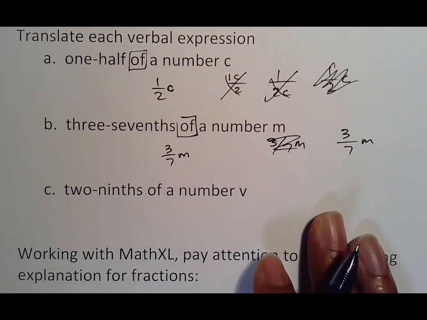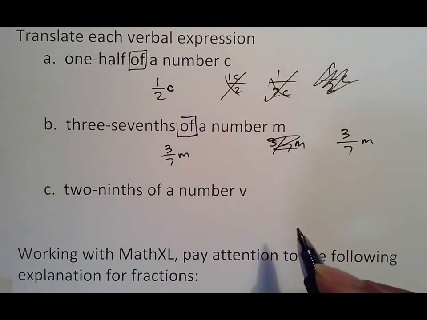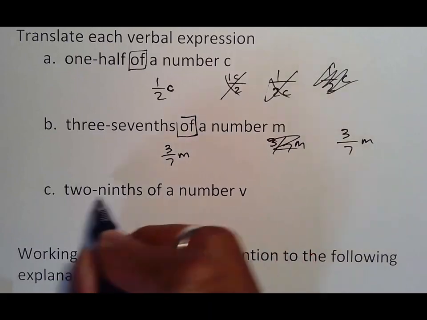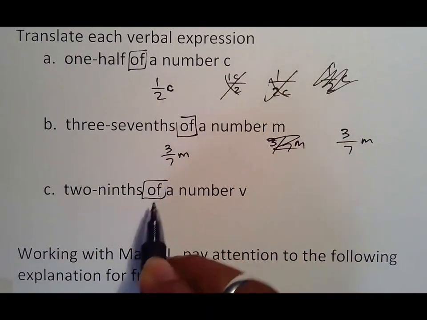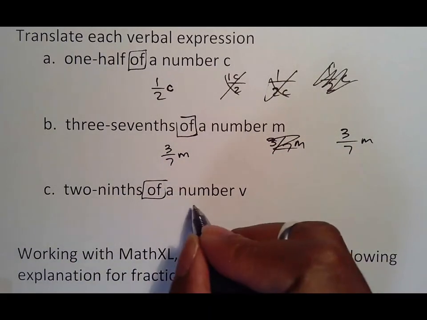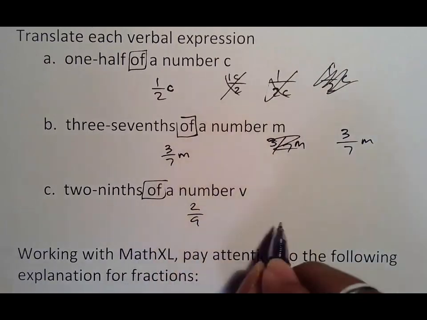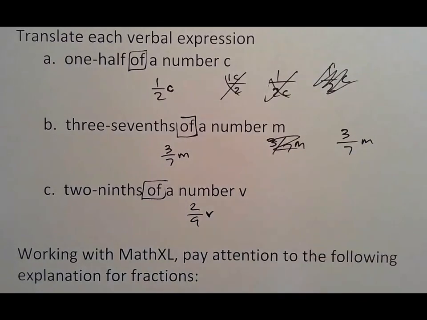2/9 of a number V. So that would be, again, 2/9 is your fraction. Of means you're going to multiply 2/9 times V, so you put your 2/9 here, arrow out, and put the V right beside where it is.